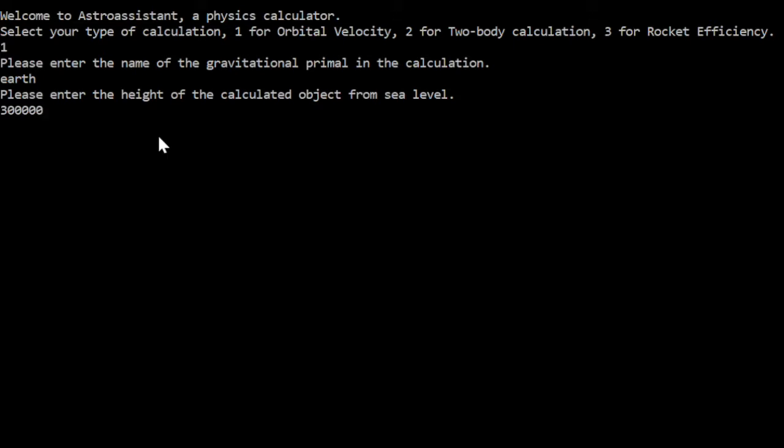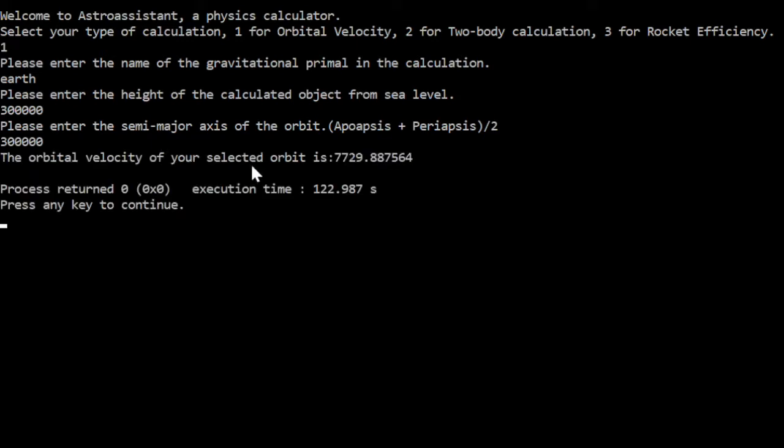Let's enter 300,000 meters. It's a very common orbital altitude used by low Earth orbit spacecraft. And let's enter the same for the semi-major axis, which if these two are the same, they're essentially a perfect circle. And enter. And the orbital velocity of your selected orbit is 7,729.88. Very convenient. Okay, thank you for watching this video.